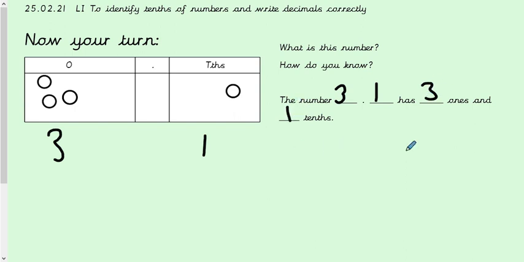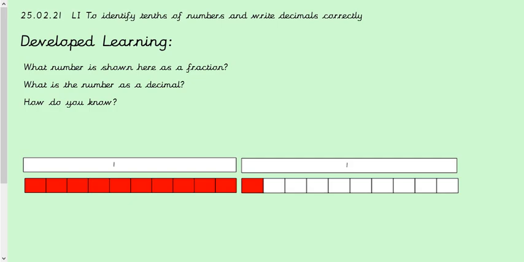Okay, so it should be 3.1, or 3/10. Sorry, that's wrong, not 3/10. It's 3 wholes and 1/10. I looked at that wrong, so it's 3 ones here and 1/10. Okay, hopefully that was okay. So moving on to our developed learning then.